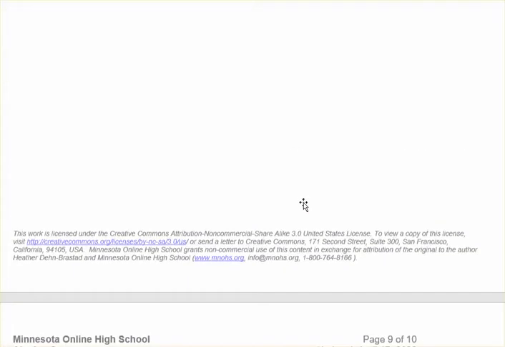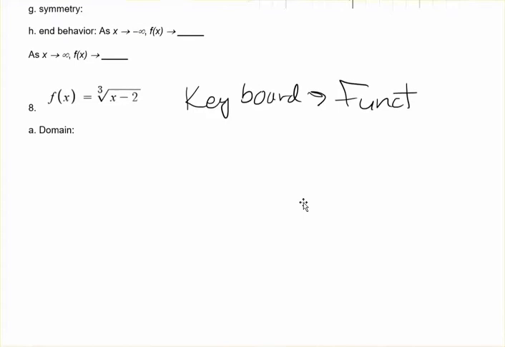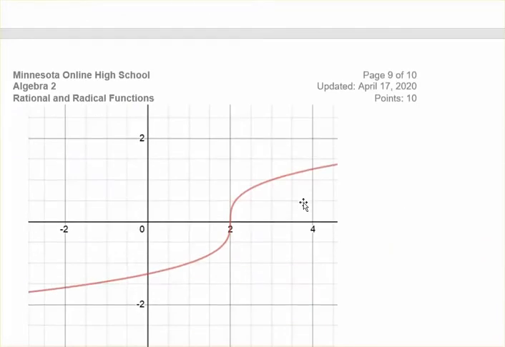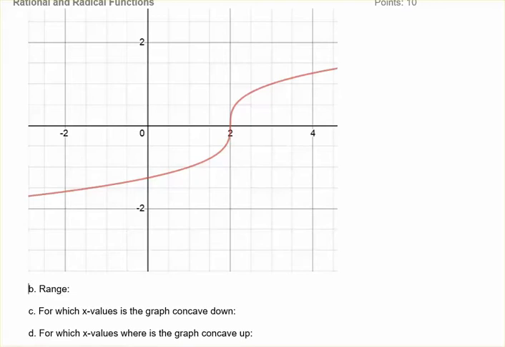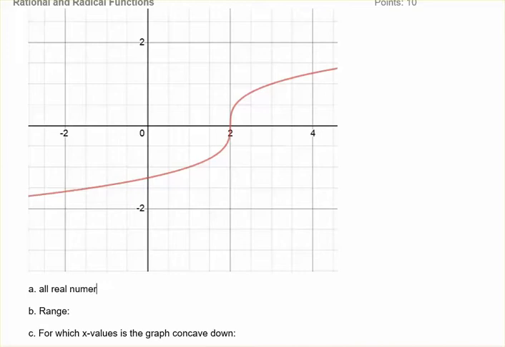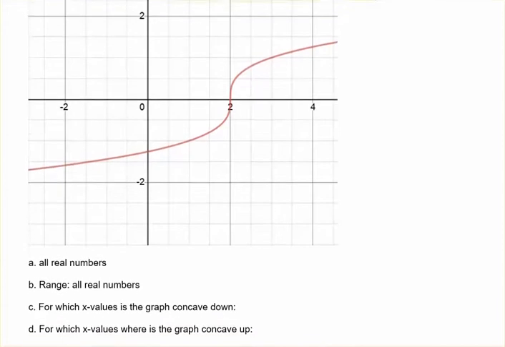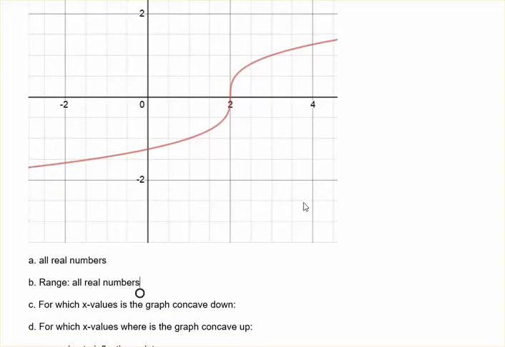I think so I pasted it after the domain apparently. That's okay. The domain of this would be all real numbers, and the range would also be all real numbers, because x can be anything and y will be anything given that x can be anything. Then it says for which x values is the graph concave down?